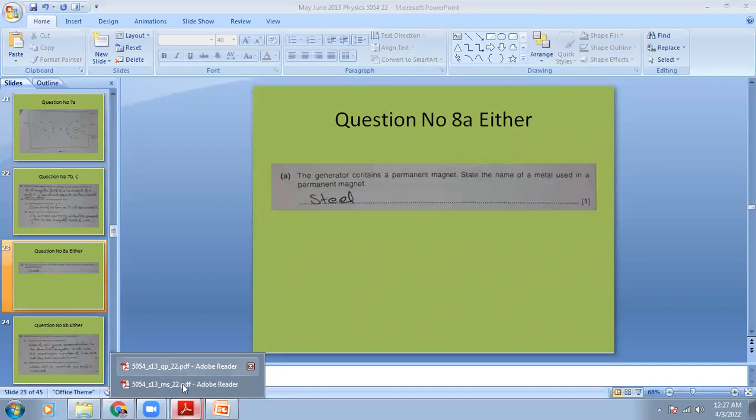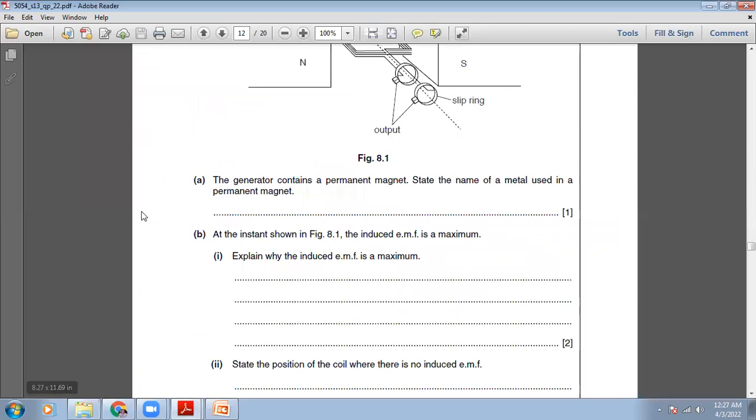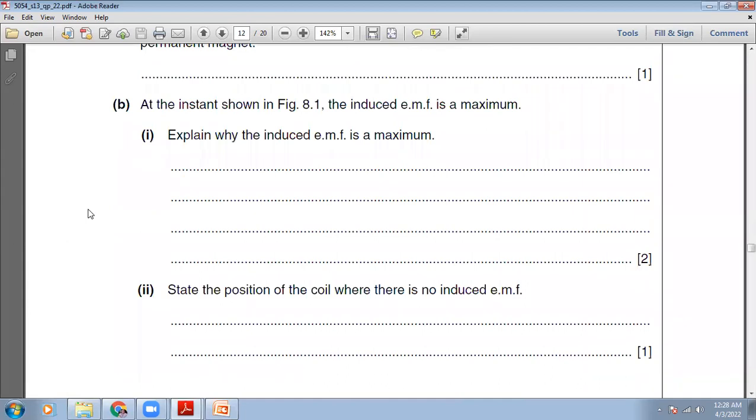Here we have the marking scheme: steel, magnetar, alnico, and magnetite. You can use these materials, but the easiest and most famous material is steel. Okay, so the next question is: at the instant shown in figure 8.1, the induced EMF is a maximum. Explain why the induced EMF is a maximum.